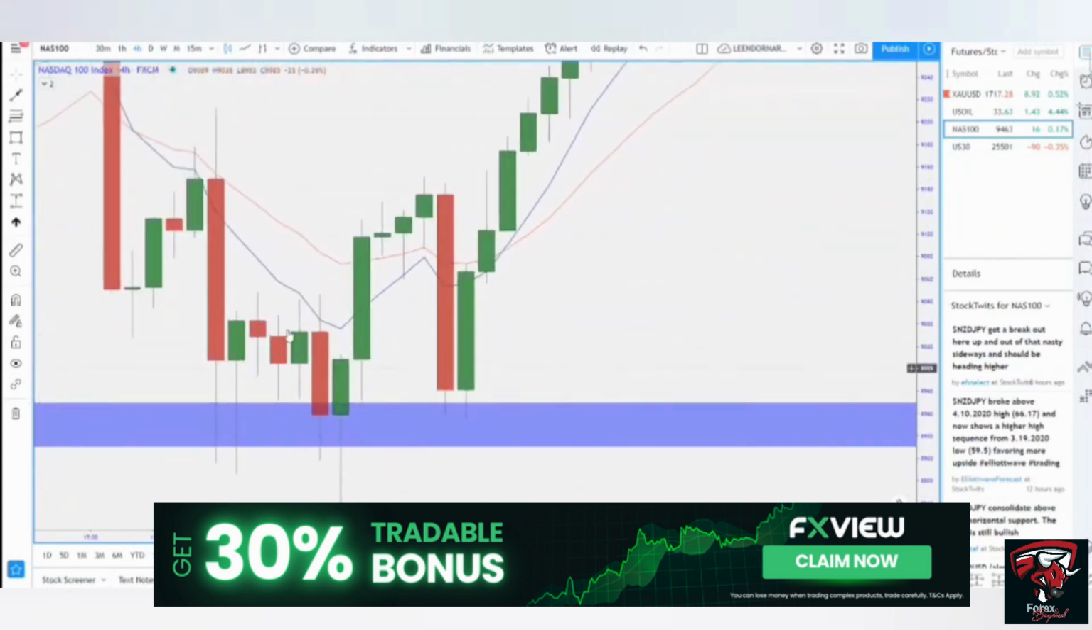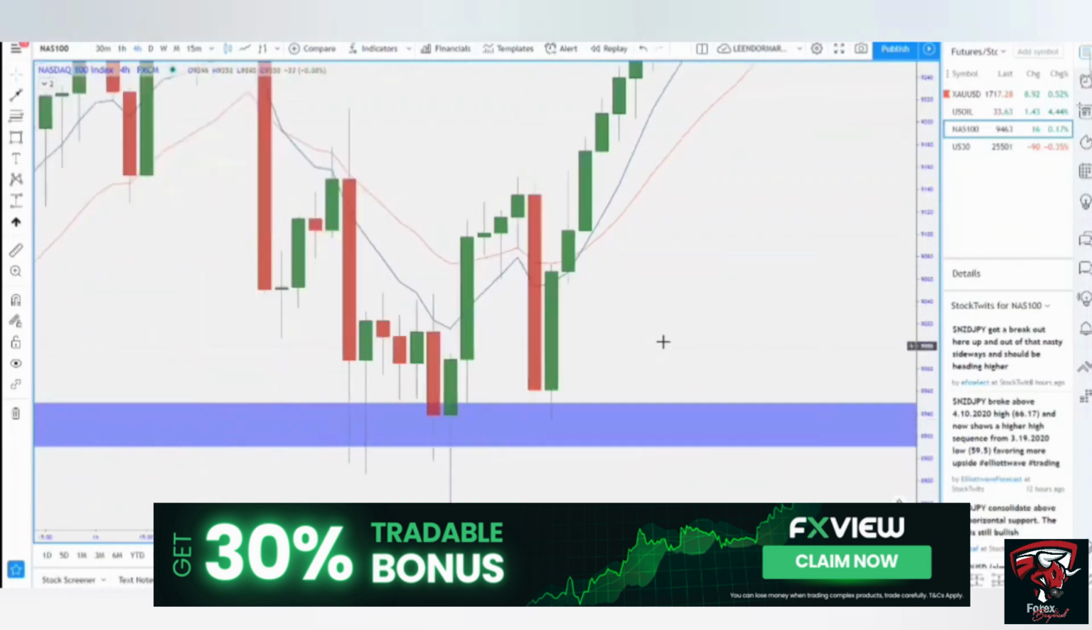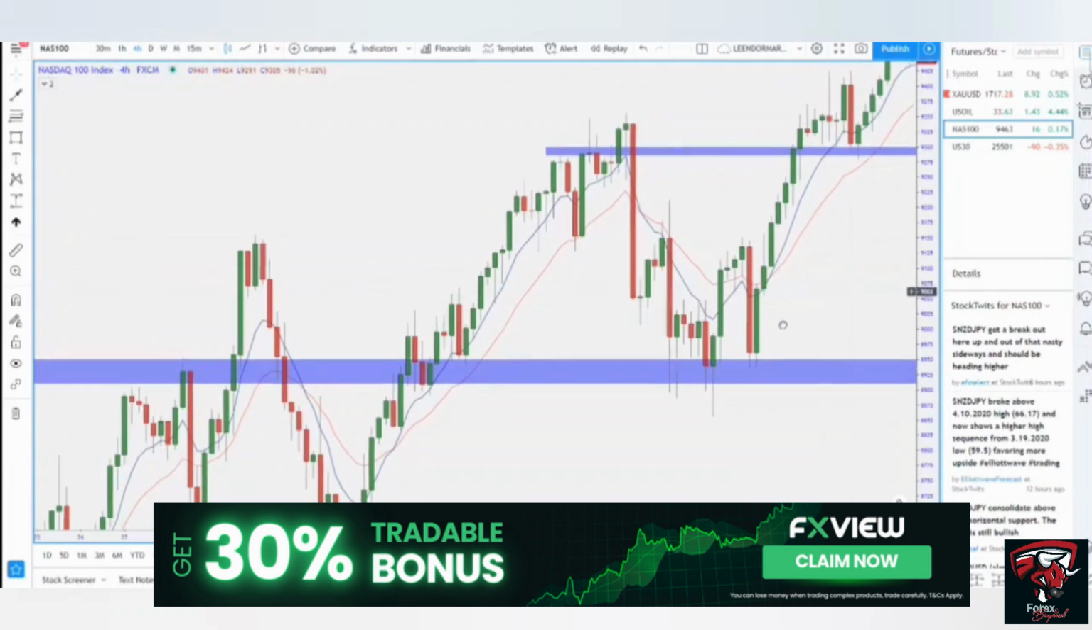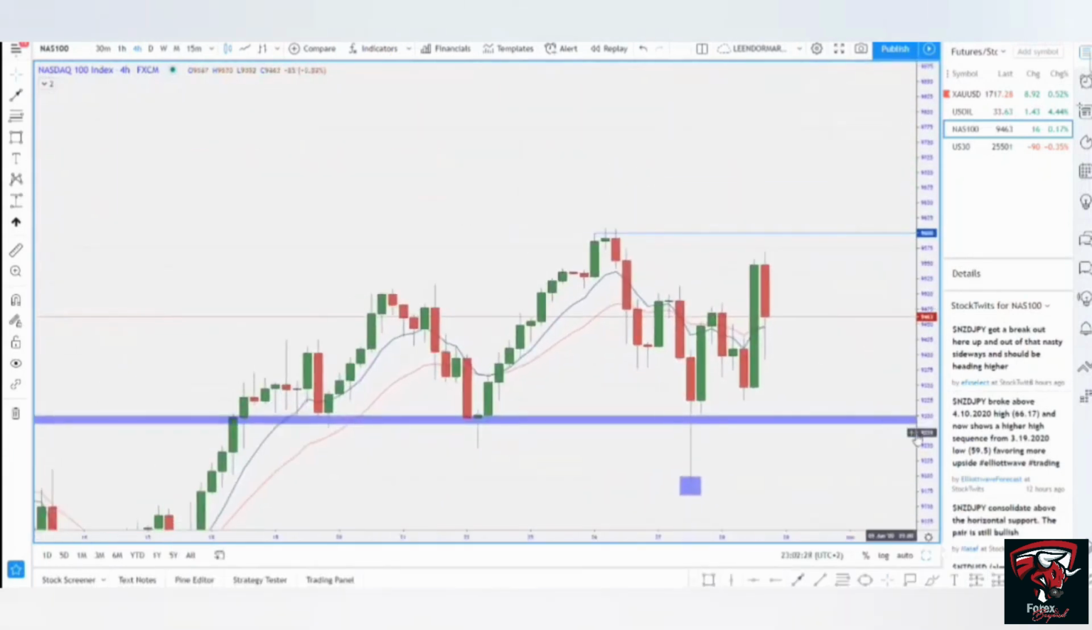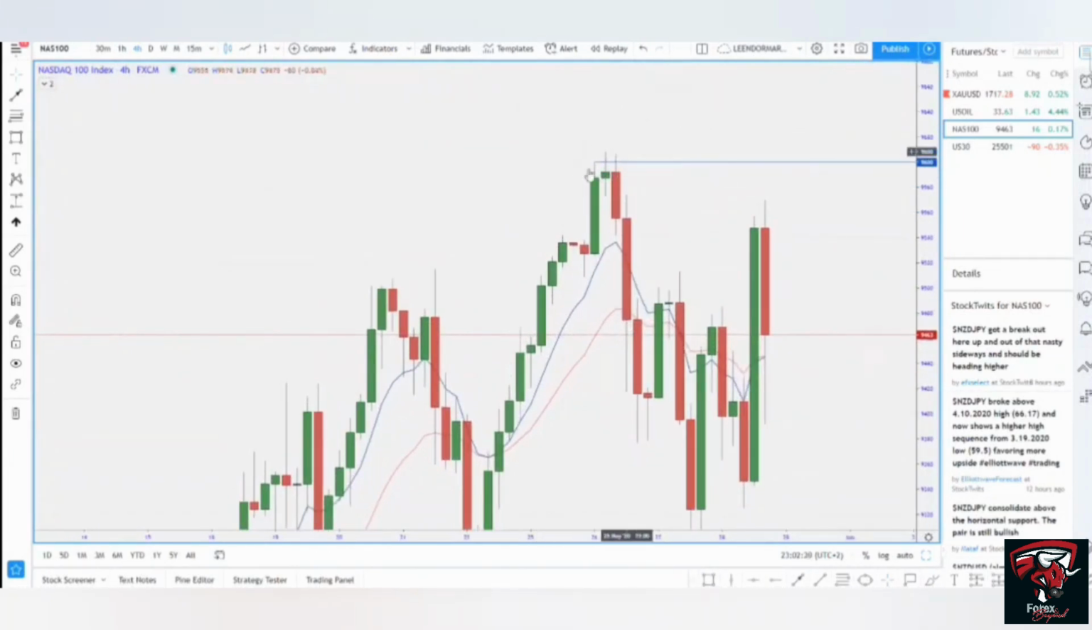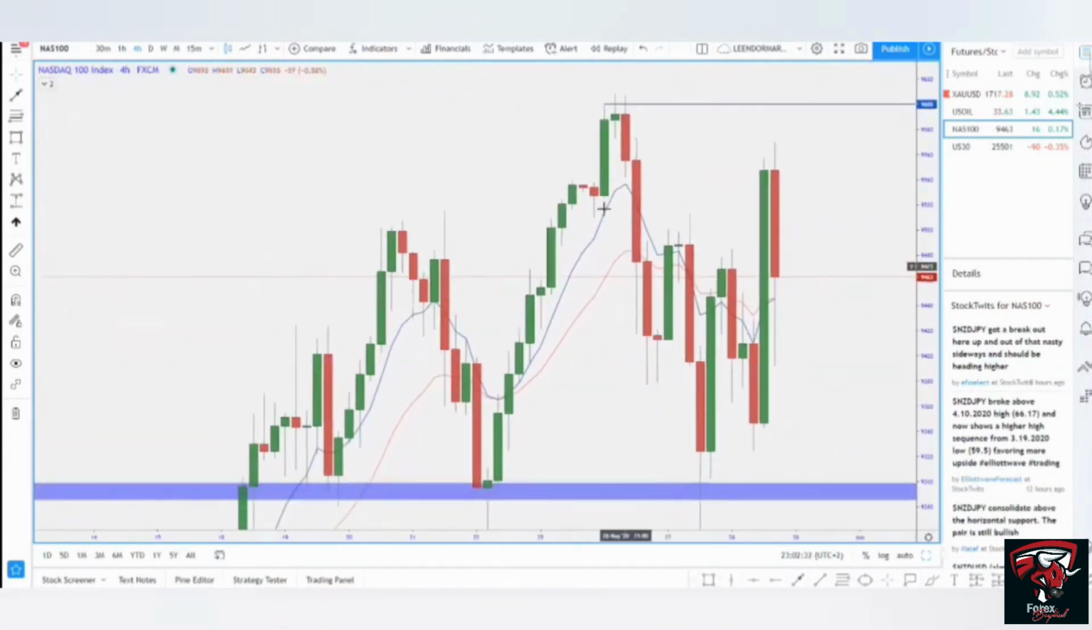You did have a spinning top at that level. You do have a hammer again, and then the market just pushes up. So these formations do happen either at support or resistance levels. Look at that. You do have a doji pattern at resistance, and the market just started crumbling to the downside.